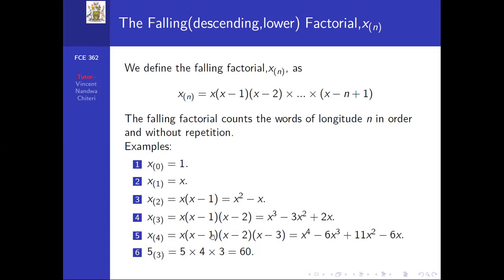The answer will be 5 times 4 times 3, or simply using this equation here. So where there's x, you put 5. Using what we have in number 4, we'll have 5 cubed, minus 3 times 5 squared, and then plus 2 into 5. And you get the answer as 60. So that's how we define falling factorial.